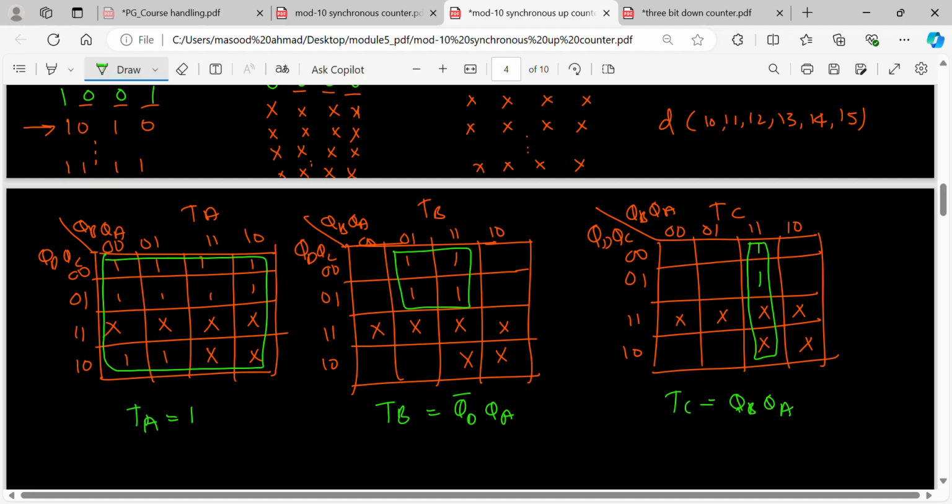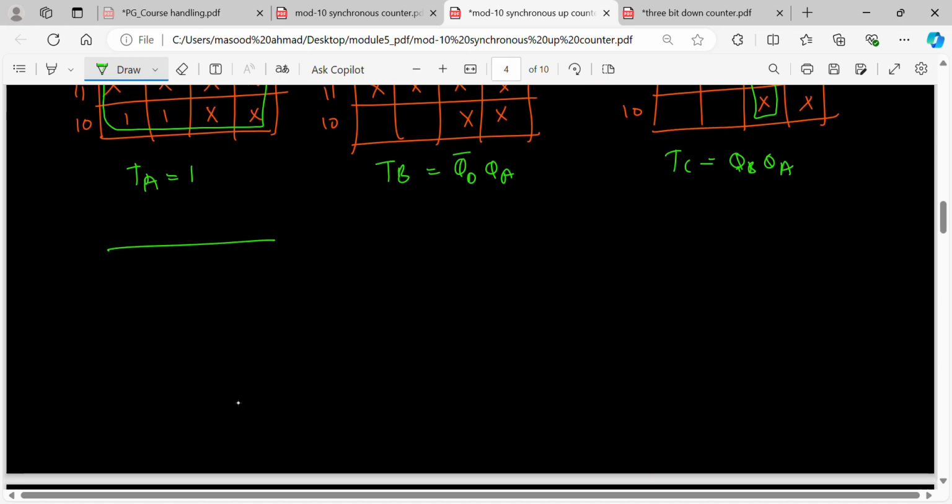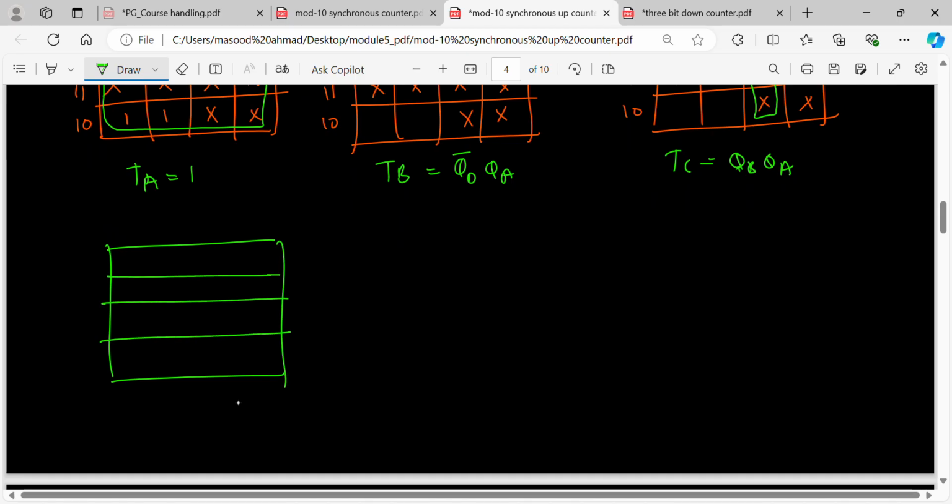Similarly, I can enter the values of TD in a K-map. If you look at the table and enter the values, this is don't care, this is don't care, this is don't care, this is don't care, this is don't care.